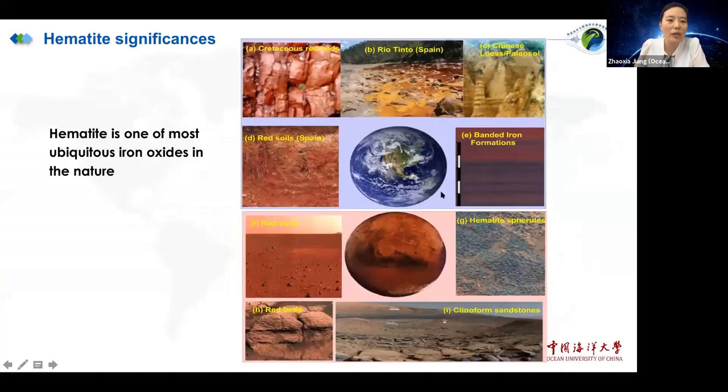First, we know that hematite is one of the most ubiquitous iron oxides in nature. For example, on Earth, there is a lot of hematite in the Cretaceous red beds or red soils. In China, hematite is the dominant magnetic mineral in the Paleozoic, and also in the BIF, the banded iron formations. Hematite is also the red pigment on Mars, especially in the red soils, the hematite spheres, the blueberries, and also the red beds on Mars. So it's very important for Mars and also Earth environment studies.